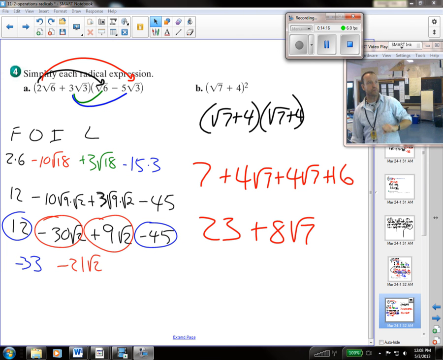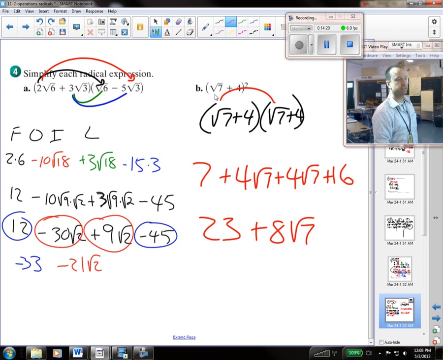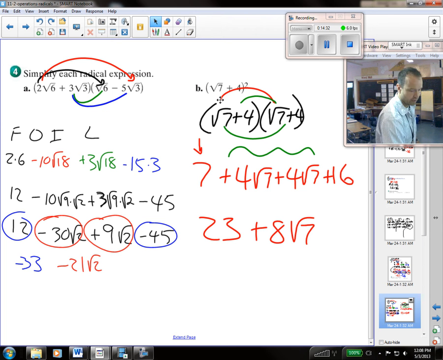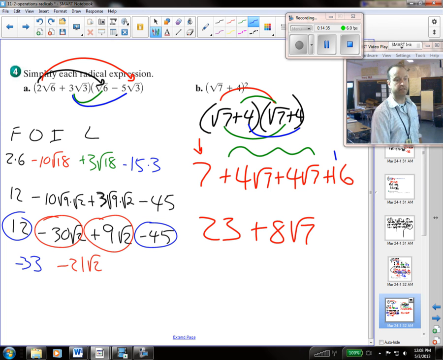All right, so we made ourselves a little bit of room. Again, 4 products. The first, square root of 7 times the square root of 7 comes out 7. You've seen that a bunch of times before. Inside and outside are the same. 4 square roots of 7, 4 square roots of 7. That's your inner and outer terms. And last one, you have the 16 at the end.